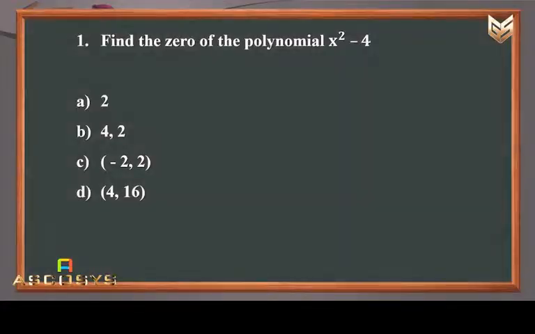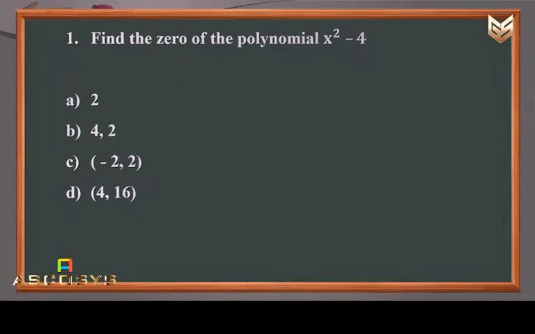Let us solve a few MCQs. Question number 1. Find the zero of the polynomial x square minus 4. So what are the options? The options are: A) 2, B) 4 and 2, C) minus 2 and 2, and D) 4 and 16. So how to solve this one?